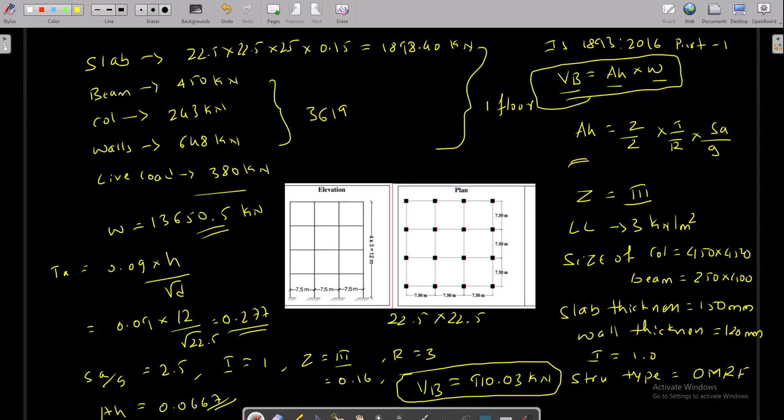This comes out from the referred plan and elevation of the structure. Referring to this, we need to calculate for each floor level: the base shear we have calculated, 910.03 kilonewton, should be distributed through each floor level, right? If I write for the fourth floor, third floor, second and first, it is distributed like 426.53 in kilonewtons. I will show these values in the software output.